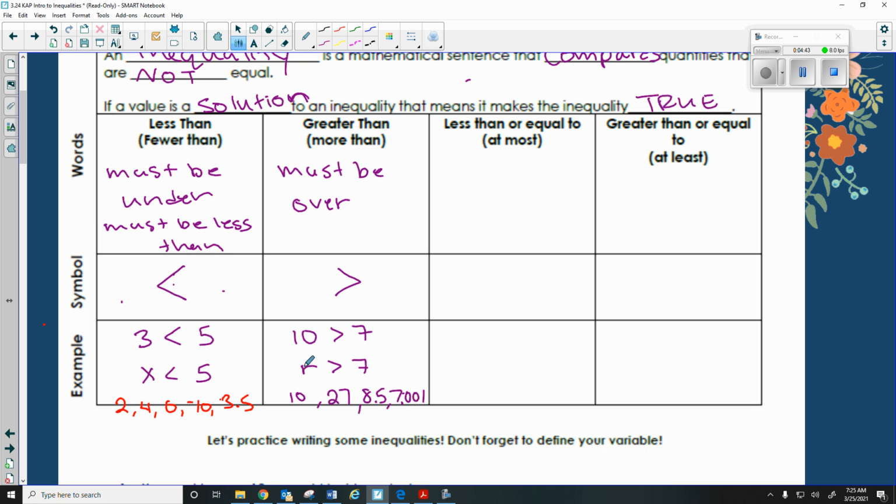You can't say that. And of course, you can do real world. Oh my gosh, do you see inequalities all over the world? Like a greater than example, let's say a business.